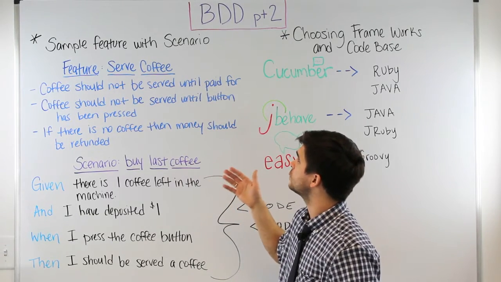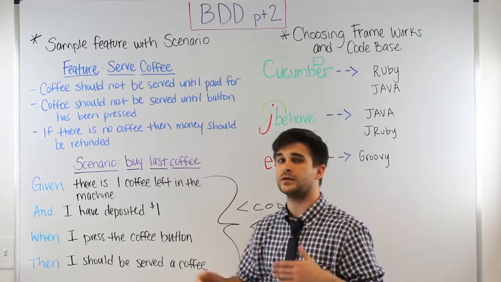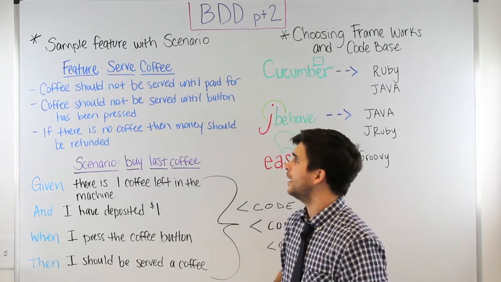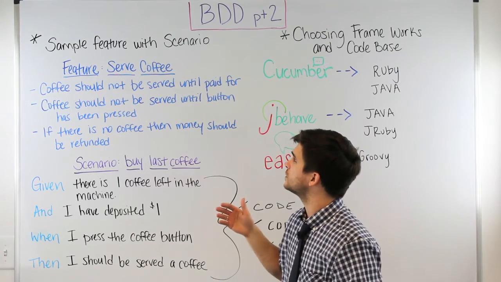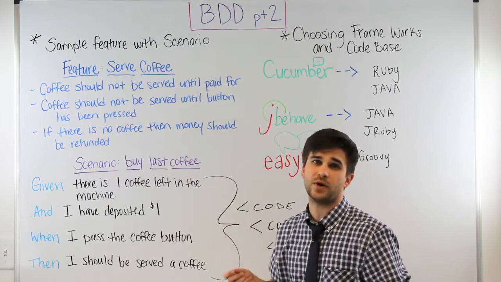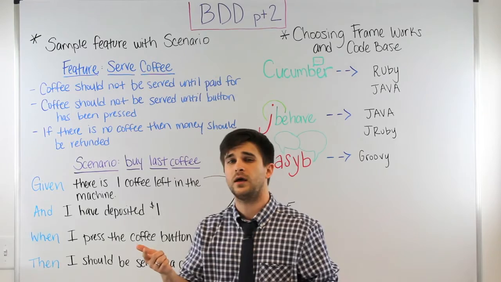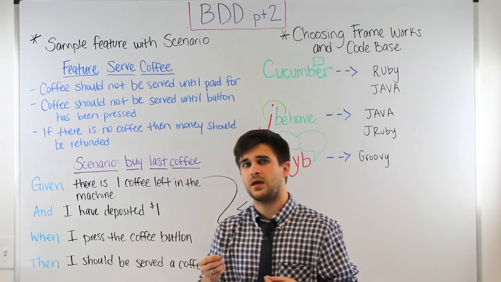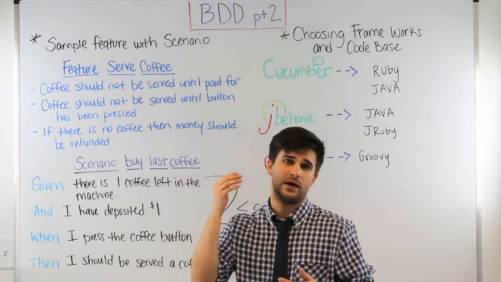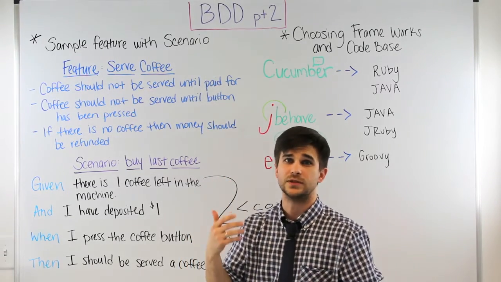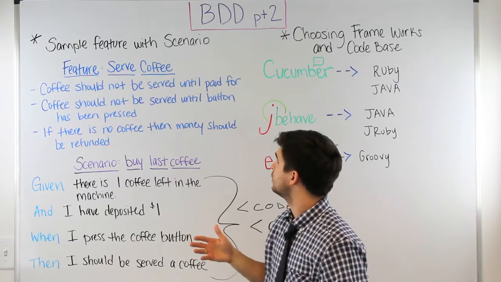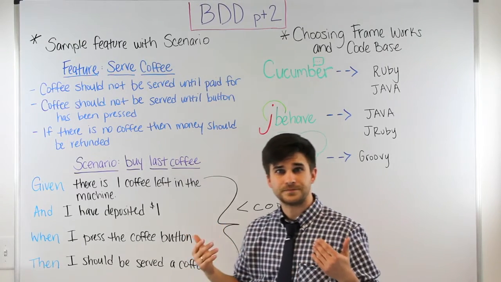If we're going to take this line by line, one, the coffee should not be served until it's paid for. Everyone wants to make sure that you don't just go off and grab coffee, right? The next thing is that the coffee should not be served until a button has been pressed. And so it needs to be paid for, number one, but also there's some type of system function that allows that coffee to be served, and that's by a button. And then if there is no coffee, then the money should be refunded.